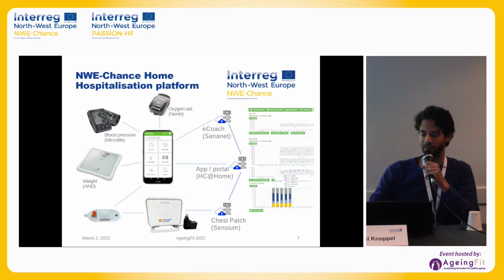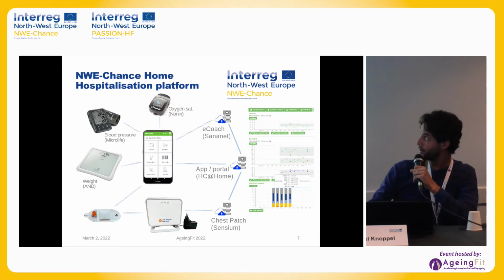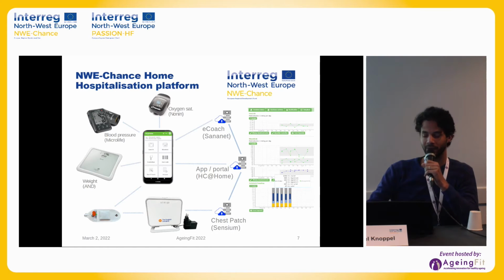So in this overview, we can see each of the systems, they all have different vendors. So the weight scale, blood pressure monitor, and oxygen saturation sensor are just off-the-shelf devices from various vendors. And the chest patch and the eCoach and app and portal were built by the NWE-Chance partners based on their existing standalone services. So in summary, a platform with systems from 6 different vendors functioning as a whole, successfully integrated and tested in the home hospitalization pilot with heart failure patients.